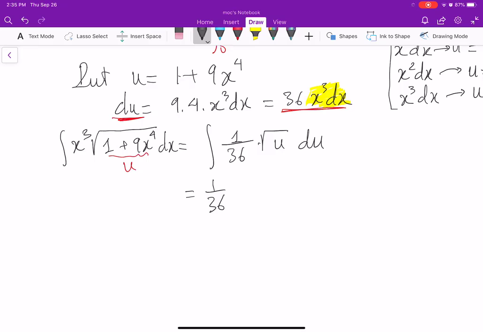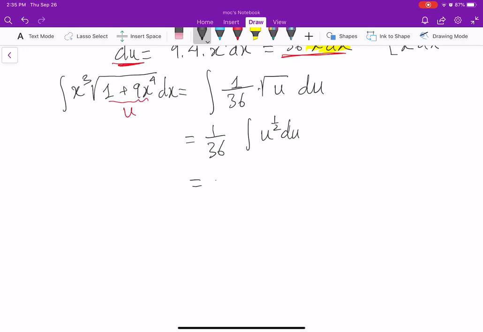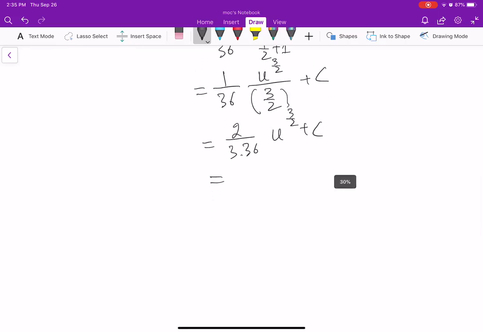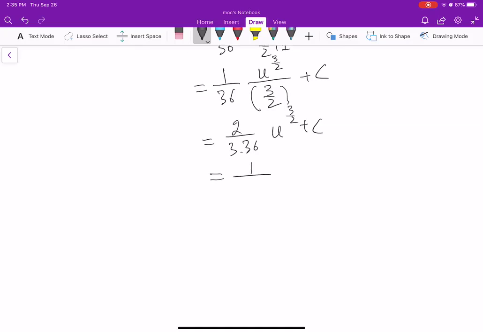That is 1 over 36 integral of u to the 1/2 du, and you can use the power rule. It's just 1 over 36 times u to the 1/2 plus 1, over 1/2 plus 1, plus c. Let's simplify that. Here 1 over 36 u to the 3/2, and here 3/2, plus c. So you flip 3/2, just multiply by 2 over 3. So I get 2 over 3 times 36 u to the 3/2 plus c, which is 1 over 3 times 18 u to the 3 over 2 plus c, and that is 54.